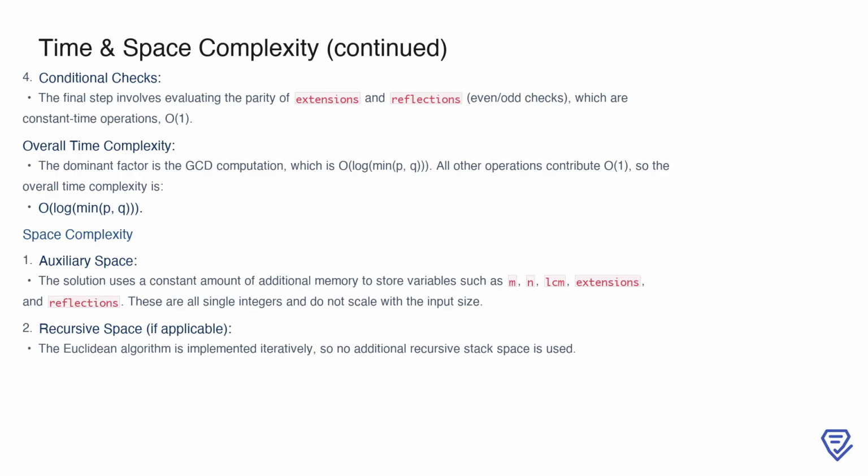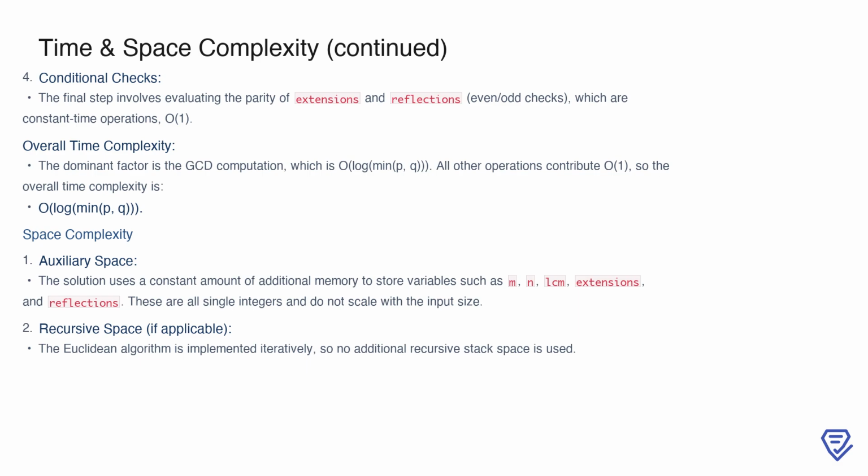Now, when we combine all these steps together, the dominant factor in the time complexity comes from the GCD computation, which is O(log min(p, q)). Since all the other operations contribute just O(1) each, the overall time complexity of the solution is O(log min(p, q)). On the space complexity side, let's start with auxiliary space.